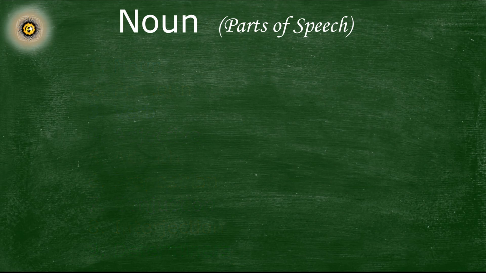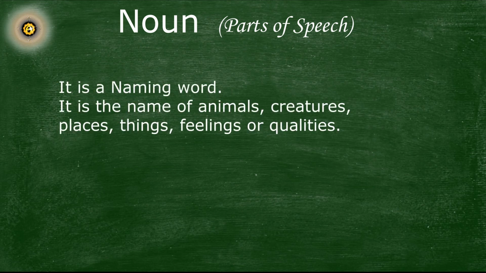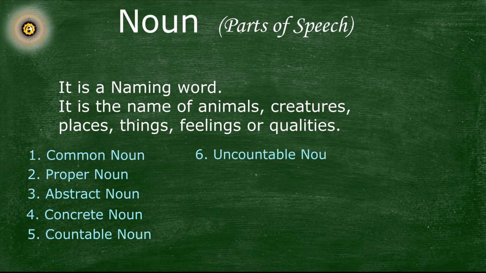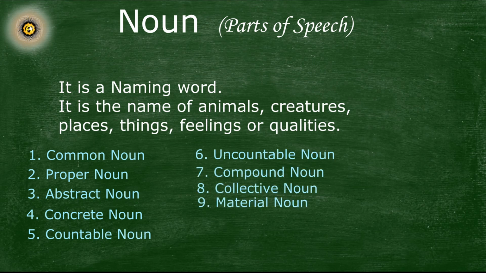Now first of all, let's understand what is noun. I'm sure that we all are aware what noun is. Noun is the naming word. It is the name of any animal or creatures or place or things or feelings or qualities. There are further types of nouns. Now let's see them one by one.